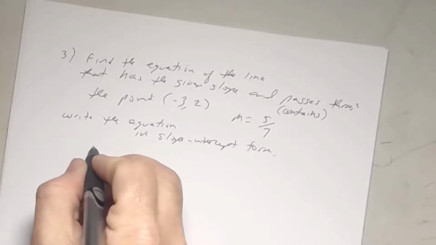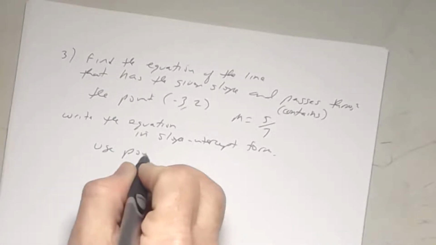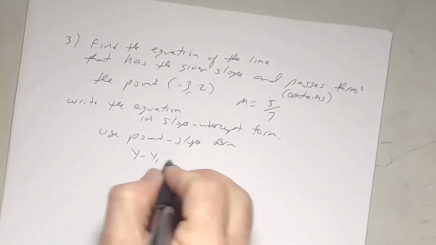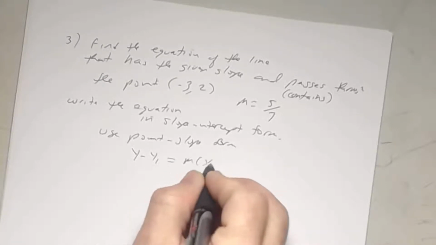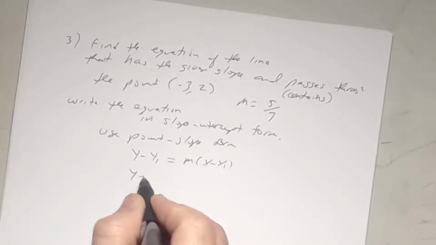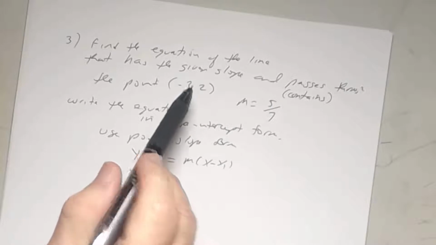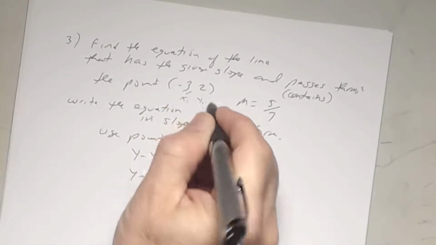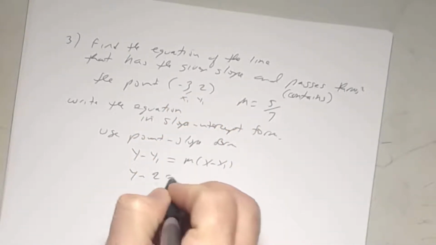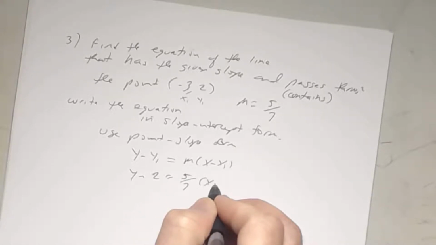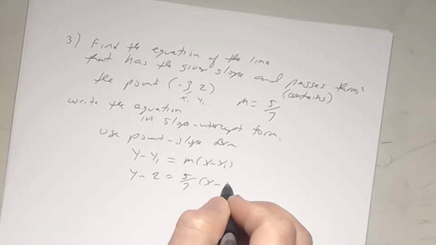So use point slope form. And so here's point slope form. Y minus y1 equals the slope times x minus x1. So y minus y1, what's y1 here? 2, good. See, this is going to be x1, this is what? y1. Equals the slope, what's the slope? 5/7 times x minus x1, what's x1?